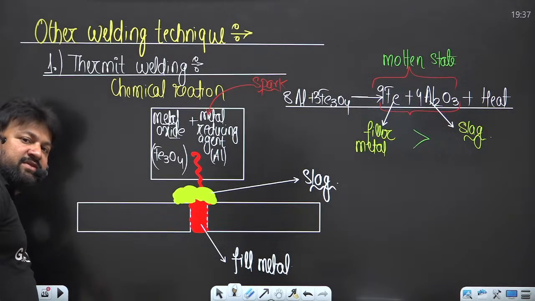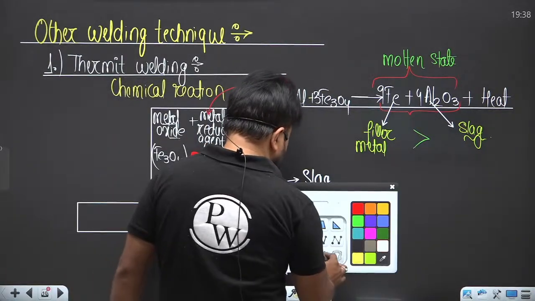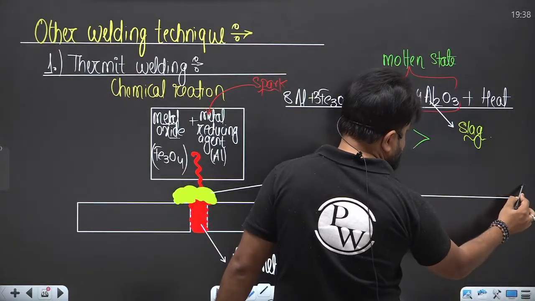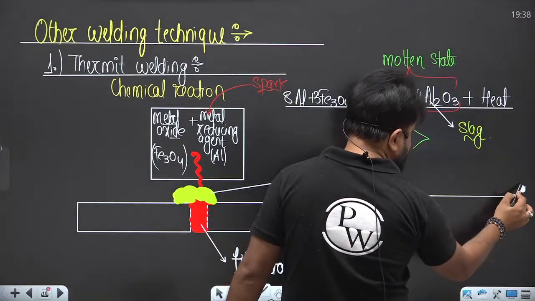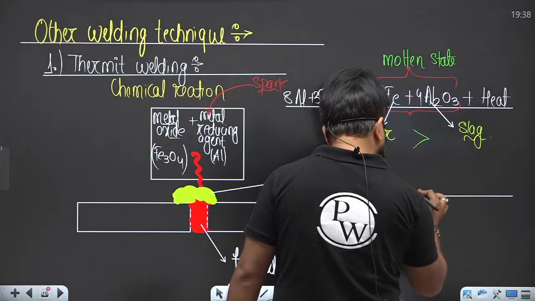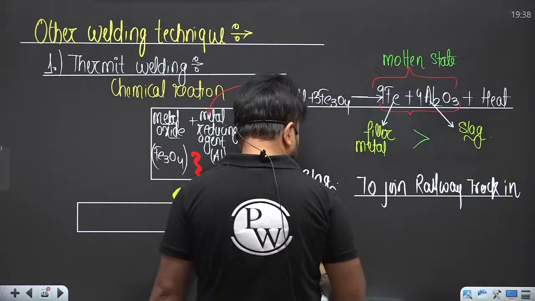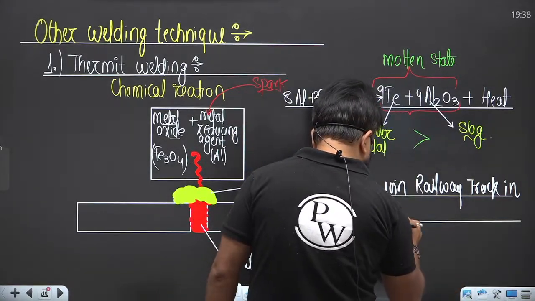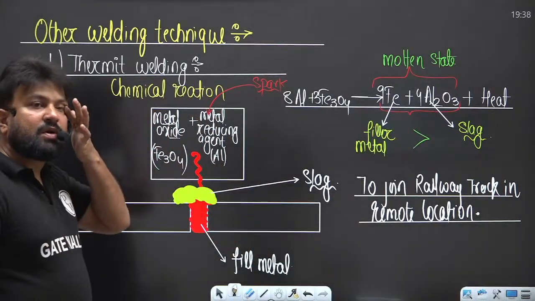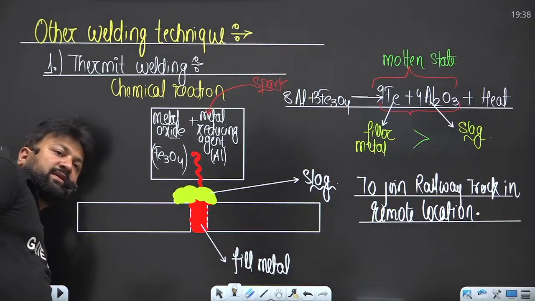So generally, this type of welding is used where? In remote locations. This type of welding will be used to join the railway track in remote locations. Are you getting my point? So is thermit welding clear, yes or no? Tell me, is thermit welding clear?